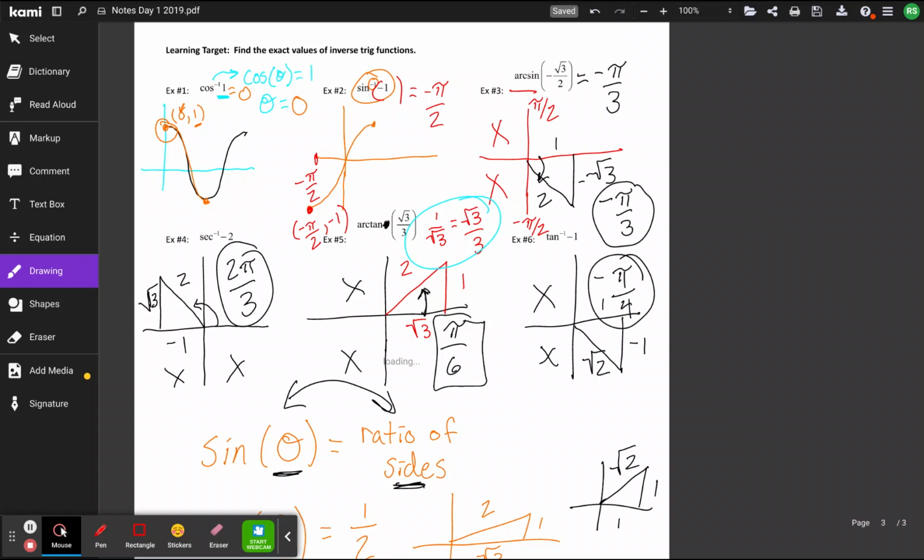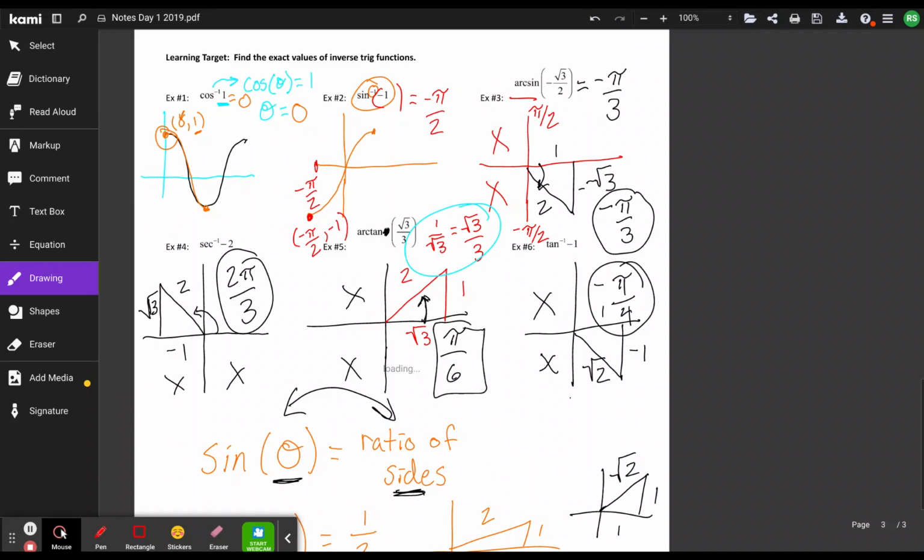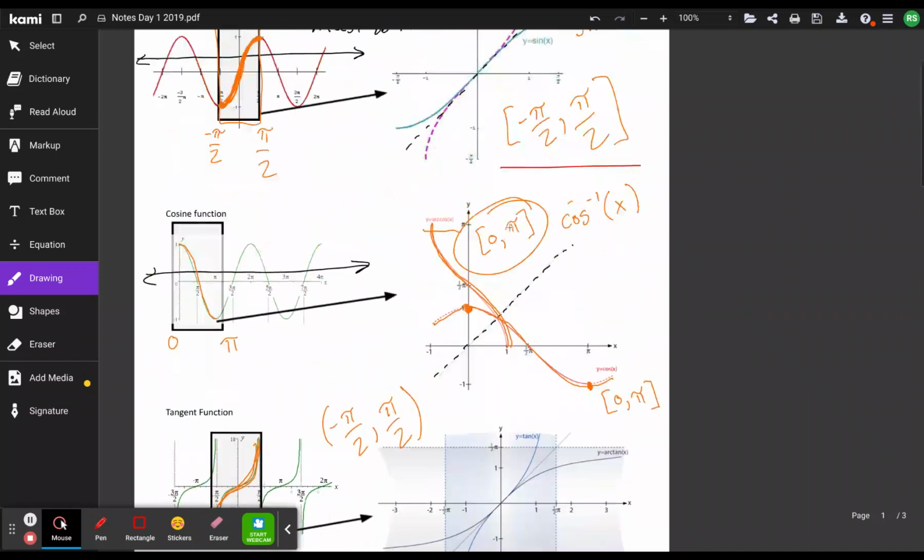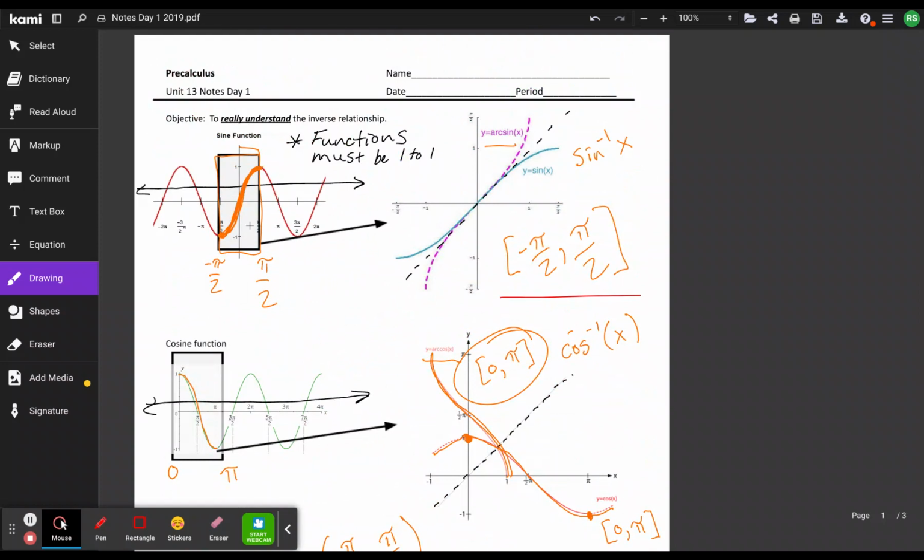Tangent inverse, we're restricted to quadrants 1 and 4, from negative pi over 2 to positive pi over 2. Negative pi over 4 is where we can draw the reference triangle with that ratio of sides of negative 1. So keep in mind, trig functions, radians go in, ratio of sides comes out. When we talk about inverse functions, ratio of sides goes in, radians come out. Refer to up above for the quadrants you're restricting it to.